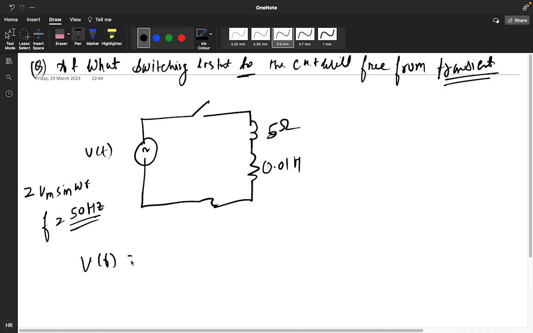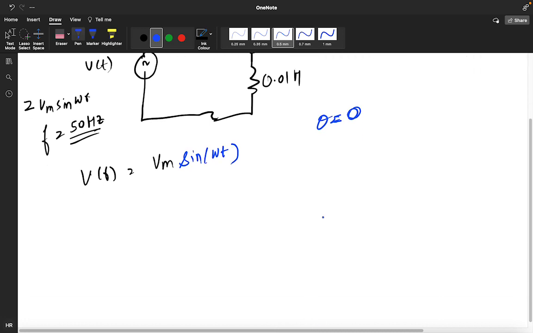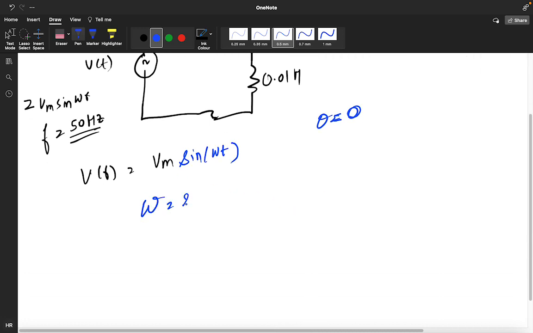See the things. What is the V of t? Vm sine omega t means your theta value is 0. And what is the omega value? Omega value is 2 pi f. So omega value is 2 pi into 50. That is, omega value is 100 pi.